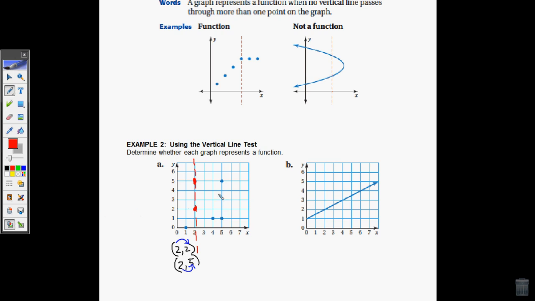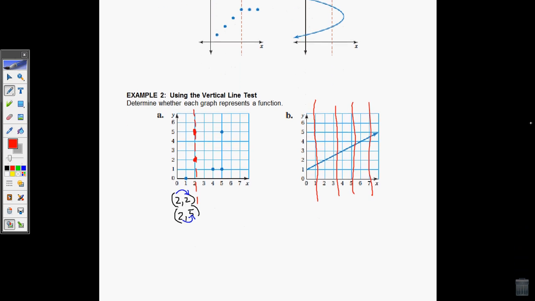It's not okay. Now, the contrary is true for part B. I can put a vertical line through here, I can put one through here, I can put one through here, I can put one through here, and I will never hit more than 1 point on this line. Because of that, this line does depict a function.